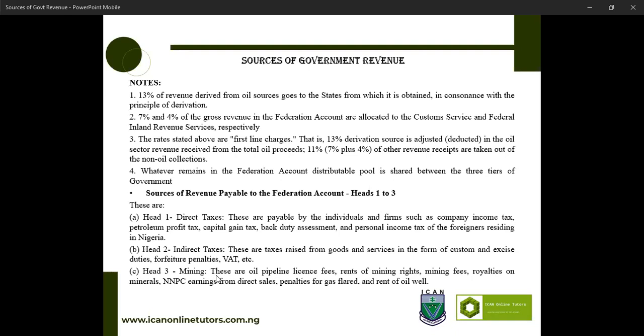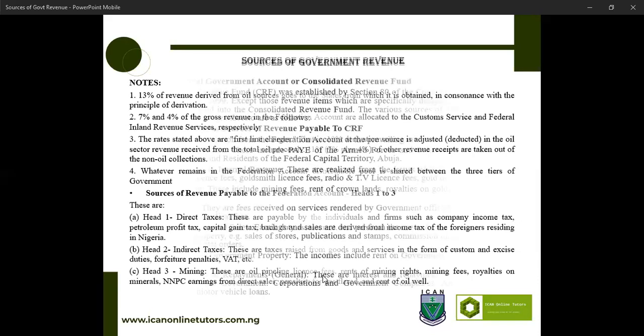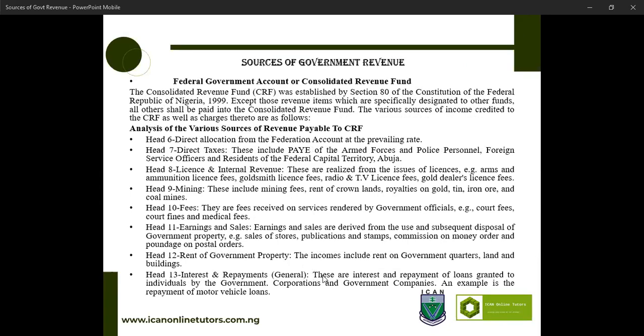We have Ed 3: mining, which includes mining rights, oil pipeline license fees, any revenue relating to oil. Any revenue relating to oil is classified under Ed 3, which is mining. These three Eds are for Federation accounts. While we have Ed 6 to Ed 17, which are majorly for Consolidated Revenue Fund accounts. And what are the types? We have Ed 6. Ed 6 is the allocation from the Federation accounts.